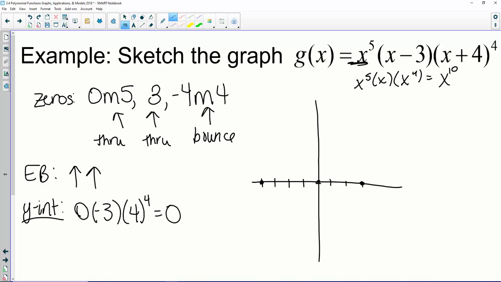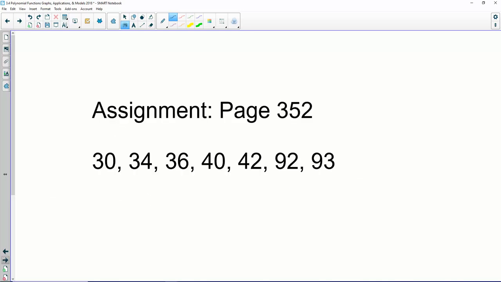Has to start up at the top. When I come down and hit -4, what does my graph do? Bounce. Okay, I come back and hit here, go through, come back and hit here, go through, and does that match the end behavior we asked for? All right. Any questions on that? So I really just want to give you guys time to work so you can ask for help where you're needing it. So this is your assignment.